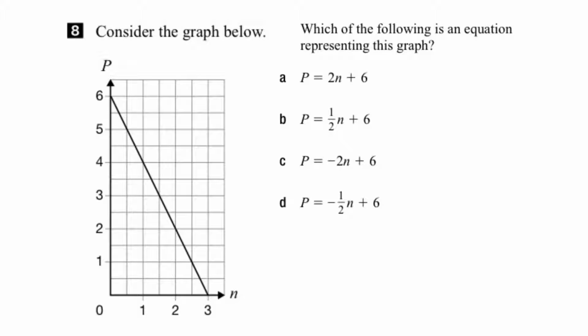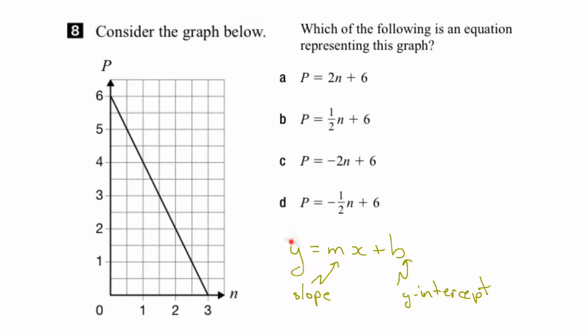In this question, we're given a graph and asked to determine which of these equations represents that graph. The first thing we can note is that this is a straight line graph. Therefore, it can be represented by the equation y equals mx plus b. And m represents the slope of the graph, or the rate of change of the graph, and b represents the y-intercept.